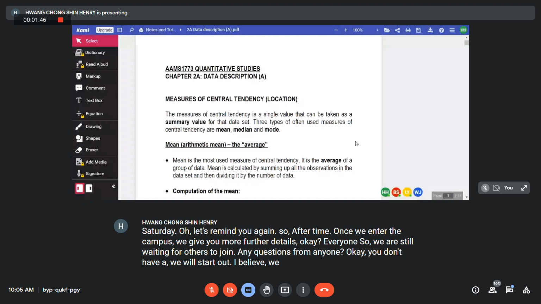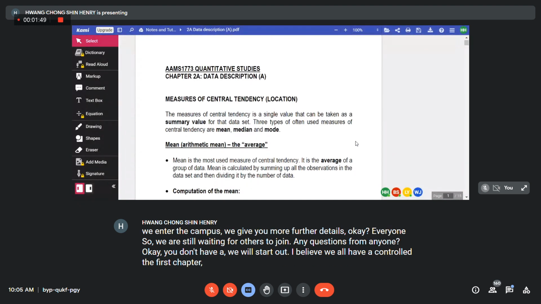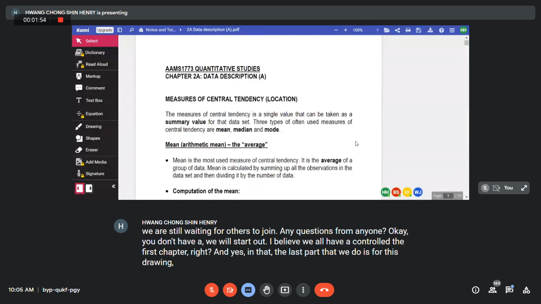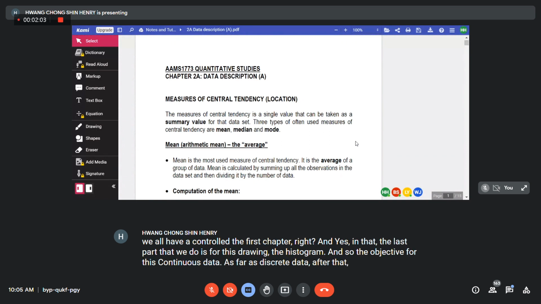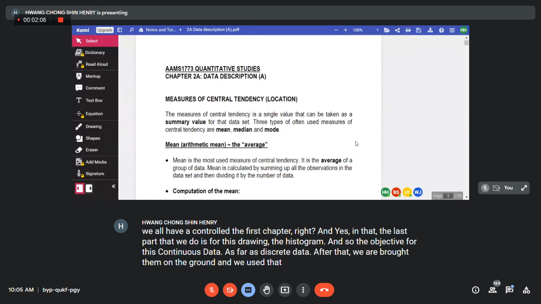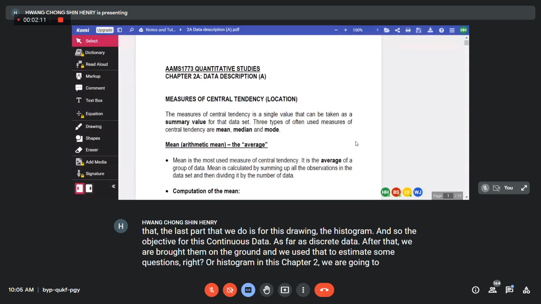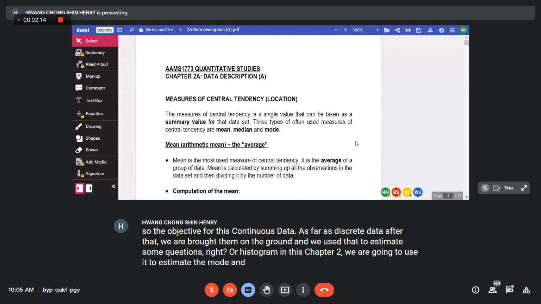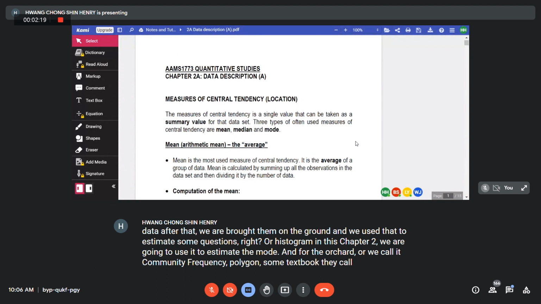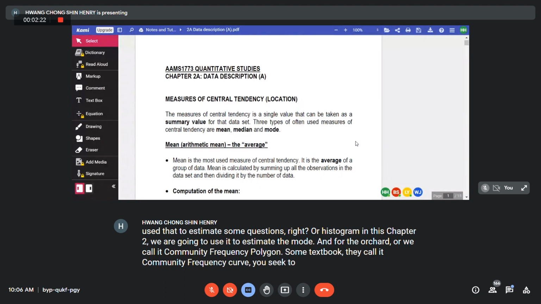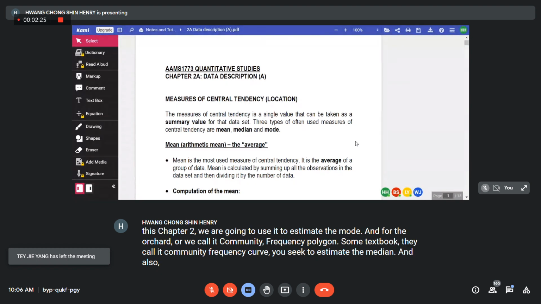I believe you have all gone through the first chapter. The last part we did was drawing the histogram and also the ogive for continuous data as well as discrete data. After that, we plot them on the graph and use that to estimate some values. For the histogram, in this chapter 2, we are going to use it to estimate the mode, and for the ogive, or we call it the cumulative frequency polygon, some textbooks call it the cumulative frequency curve, we use it to estimate the median and also quartile 1 and quartile 3.